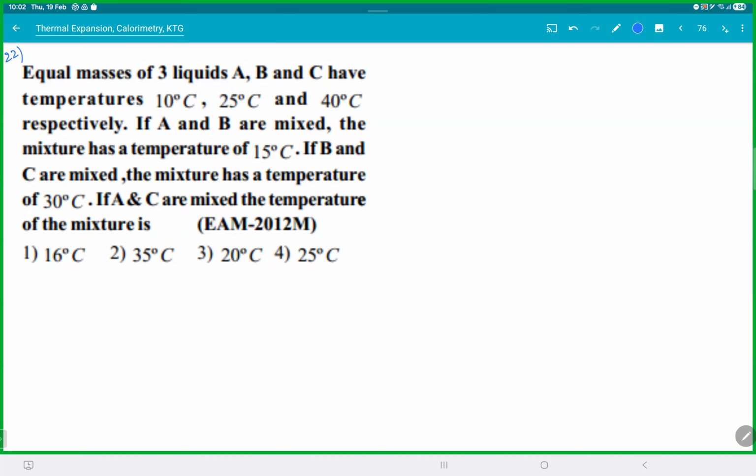I'll show you. See. So when you mix A and B, temperature is 15 degrees. So let's start like this. Let's take A and B. It is easy to see here when you mix A and B, A is going to gain heat and B is going to lose heat because A's temperature is 10 and B's 25. So can I write like this? Heat gained by A is heat lost by B.